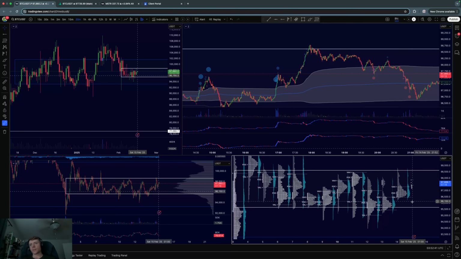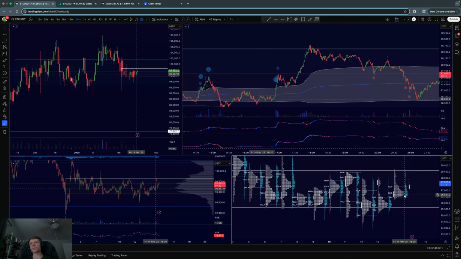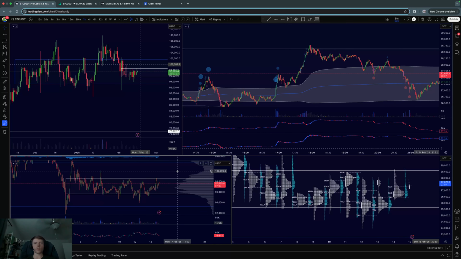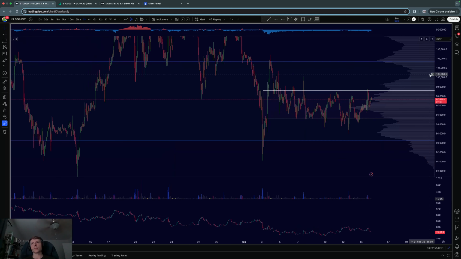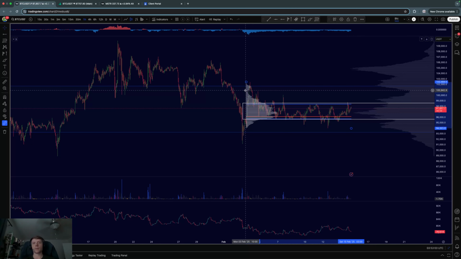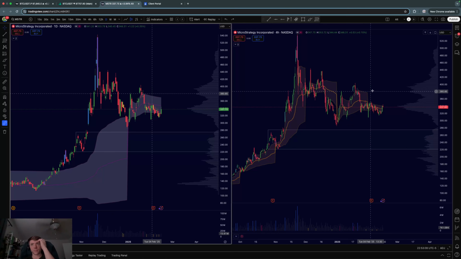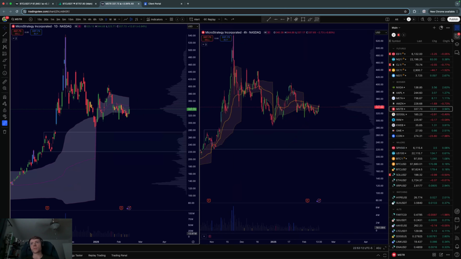All right, let's look at the TPO. Not much has changed, just a lot of overlap with everything. I'm not watching Bitcoin too much. I'm basically just setting alerts on the range and stepping away for the day mostly. I'm more interested in probably trading stocks right now, just because Bitcoin's just been so dead.